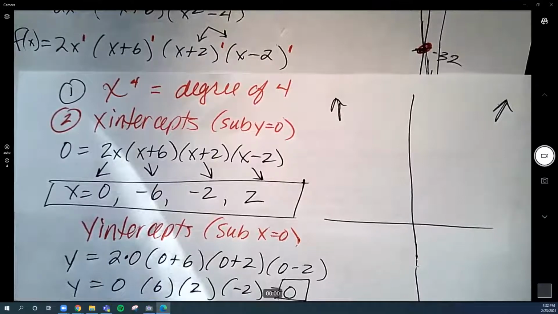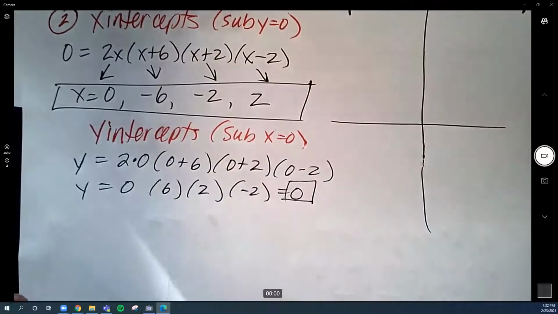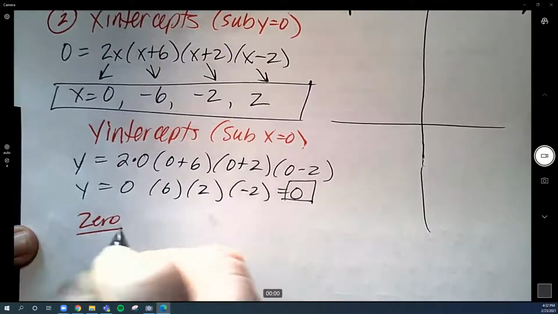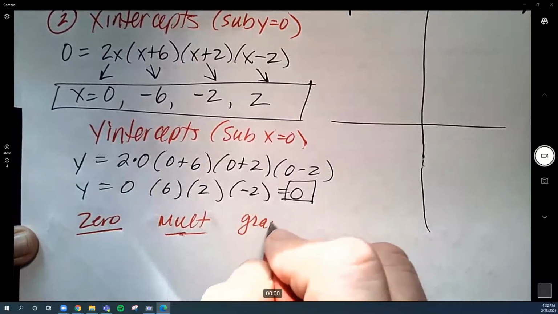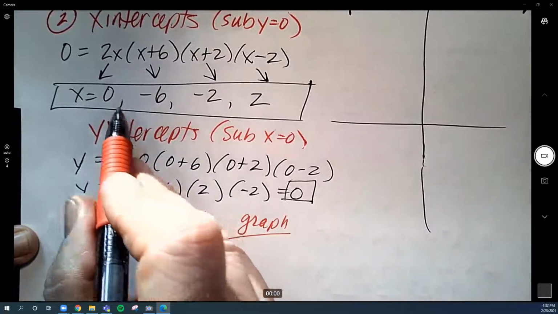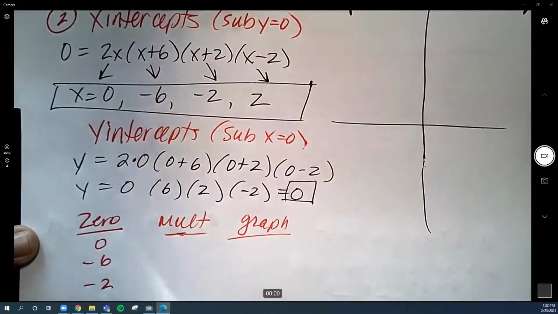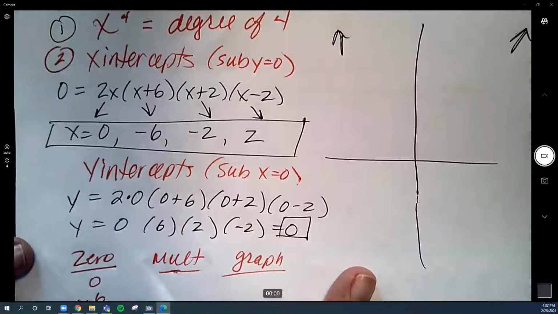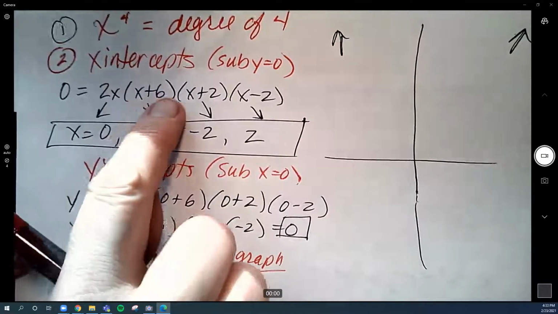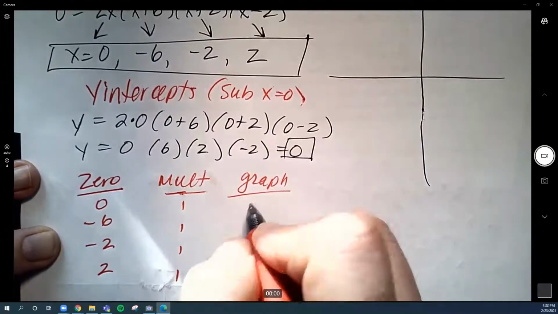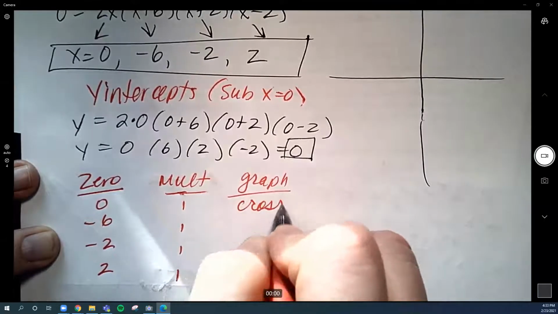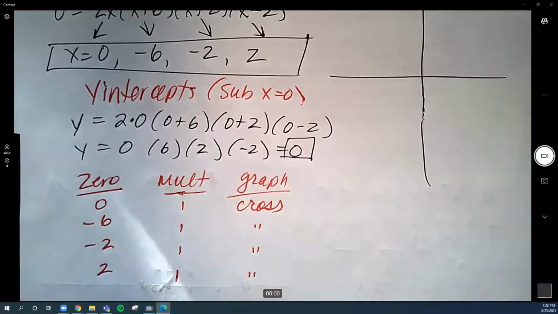After we know that, the next step is to find out where these zeros are crossing and touching. So let's go back here and let's list all of our zeros, what the multiplicity of each of those are, and then also what it is doing on my graph. So I have zeros at 0, -6, -2, and +2. You can see in the graph, they each have a multiplicity of 1. They're all to the first power. Since those are all odd, that means they will cross at each of those locations.